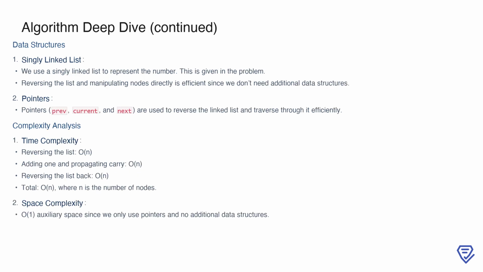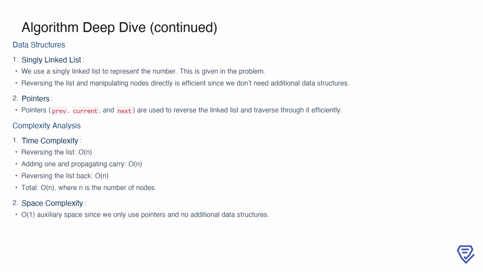The singly linked list is the primary data structure used to represent the number. This is given in the problem and is well suited for operations like reversing and node manipulation. Using pointers such as previous, current, and next allows us to efficiently reverse the list and traverse through it during the addition process. When analyzing the complexity of the algorithm, we find that it is highly efficient.